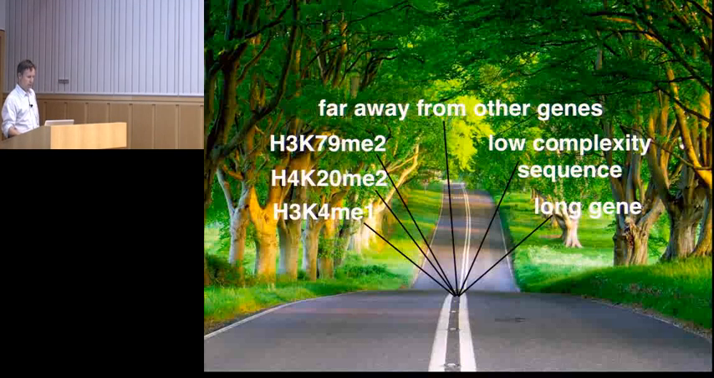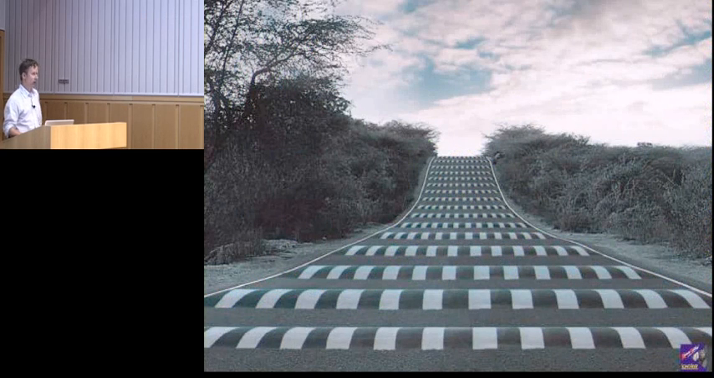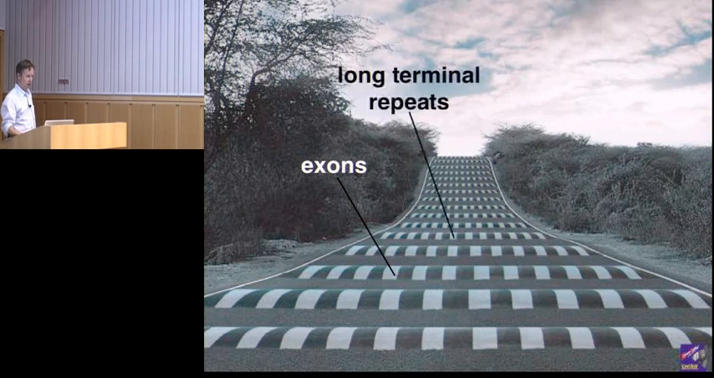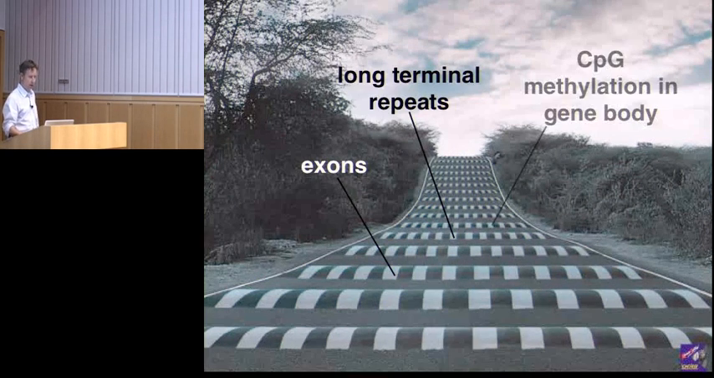And likewise, we find things that slow down elongation rate. So the density of exons in the transcript slows it down. So the more exons, the slower you elongate. If you had long terminal repeats in the DNA, that slows down the RNA polymerase. CpG methylation in the gene bodies was also correlated to slower elongation rate, and the density of LINE elements.